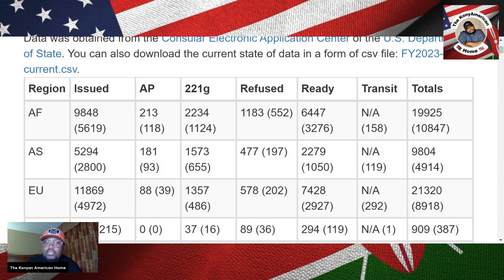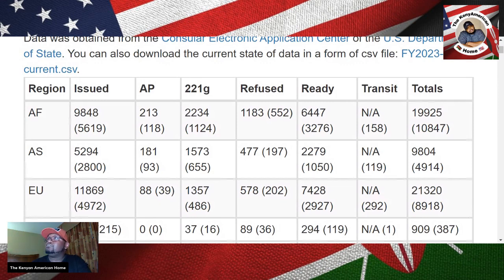There's 6,447 cases that are ready. People that have been issued 2NLs: 3,276 cases that 2NLs have gone out to say their interviews are ready. And then there's transit, which is the status between NVC with no action to ready. So 158 cases are in transit.